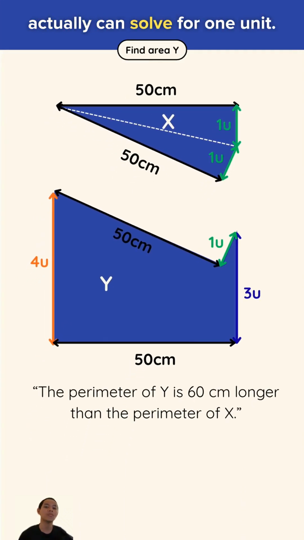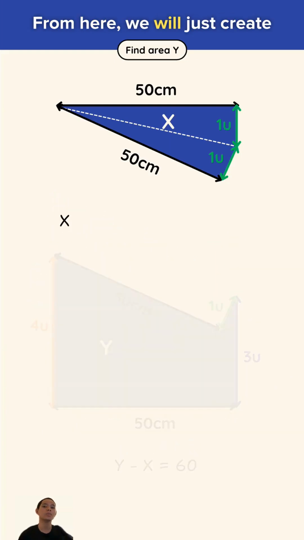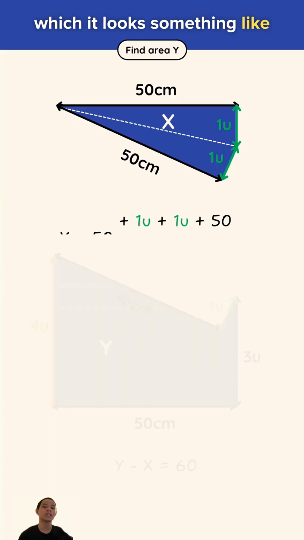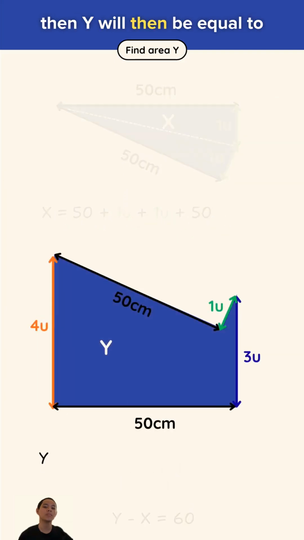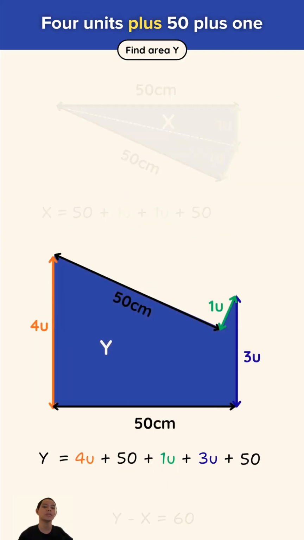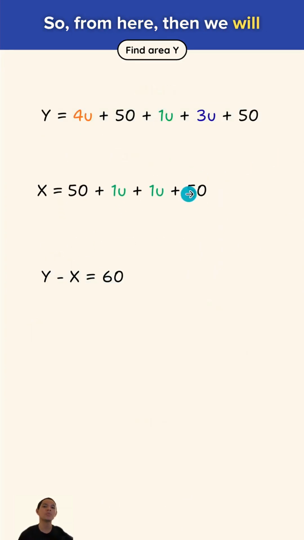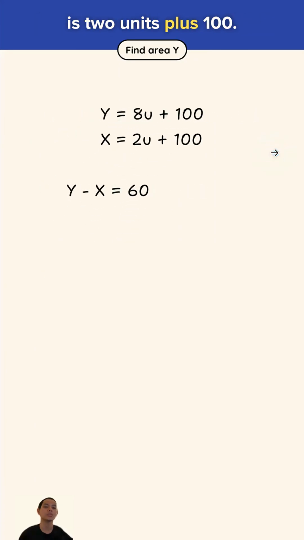Then we can actually solve for 1 unit. We know from the statement that Y is 60 centimeters longer than the perimeter of X. That means Y minus X is equal to 60. From here, we'll create an equation for the X perimeter, which looks something like this: X equals 50 plus 1 unit plus 1 unit plus 50. Then Y will be equal to everything: 4 units plus 50 plus 1 unit plus 3 units plus 50. Then we simplify the equations for Y and X, so it will look something like this: Y is 8 units plus 100, X is 2 units plus 100.